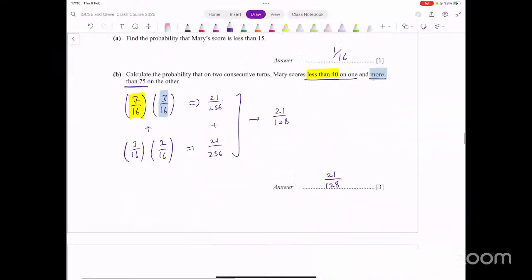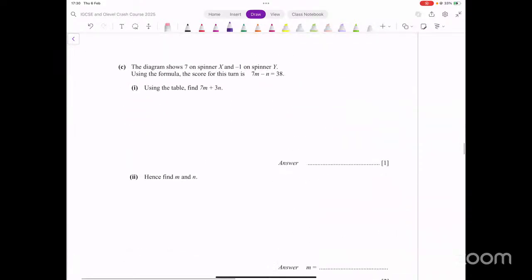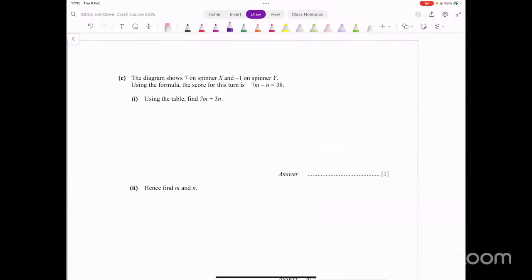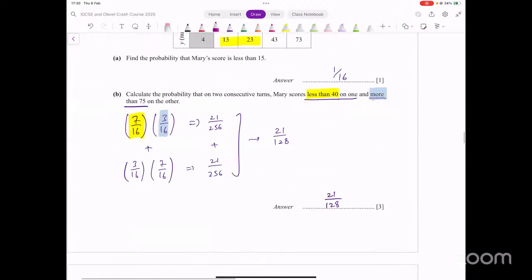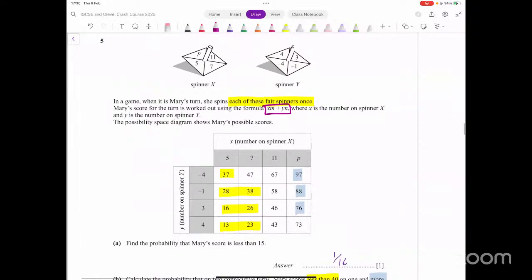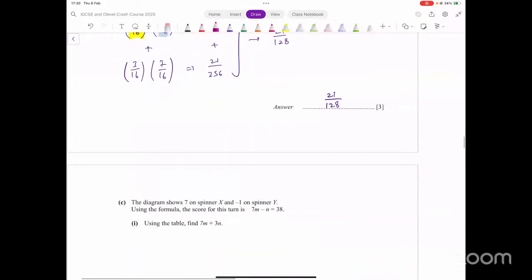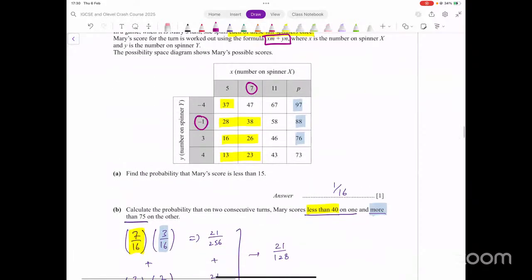Okay. Let's move on. The diagram shows 7 on spinner X and -1 on spinner Y. Using the formula, the score for this turn is 7m minus n equals 38. Using the table, find 7m plus 3n. Okay, now how do we think about this? The diagram shows 7 on spinner X, and -1 on spinner Y.